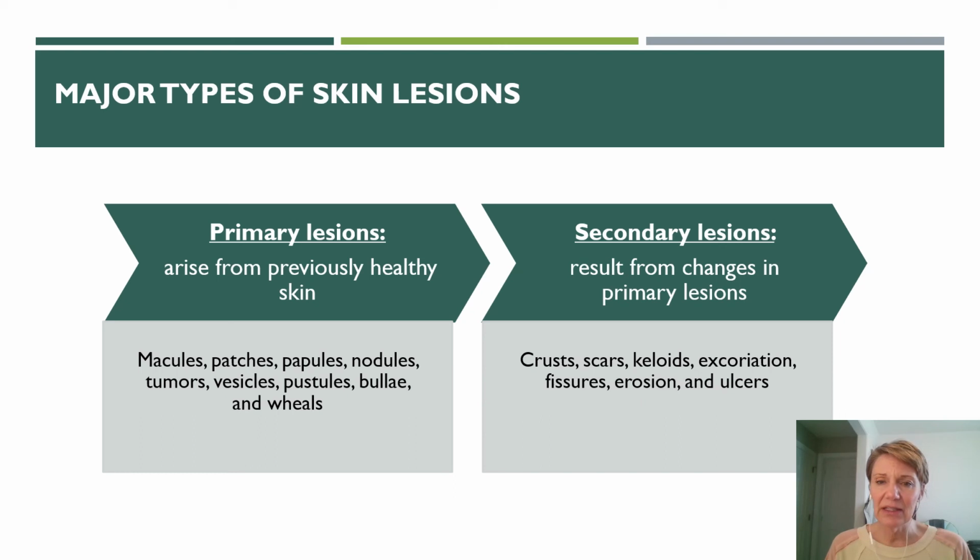A secondary lesion results from changes in the primary lesion. So it's something that happens once the first primary lesion exists. And then we may get some scars or some keloid development, ulcers that may develop in these areas that already have a primary lesion. So two different types of lesions. One is the first, primary. Secondary is continued or additional damage that occurs to that primary lesion site.